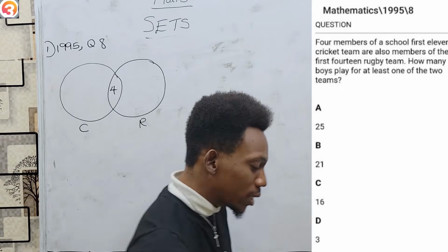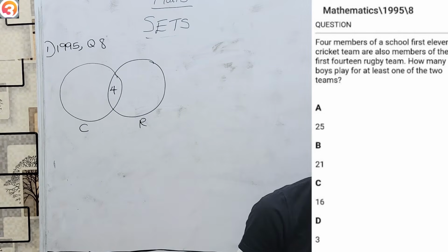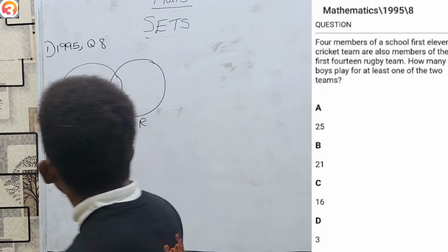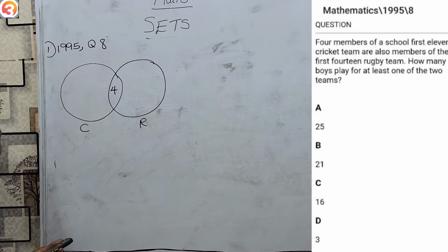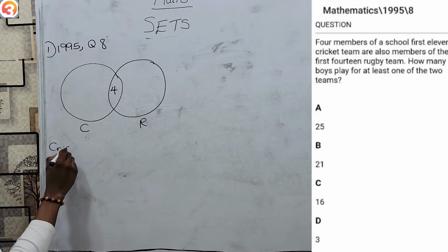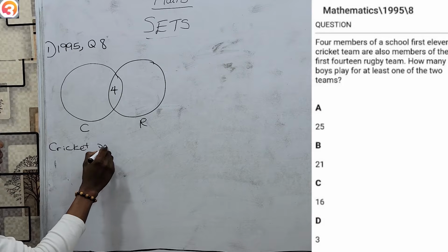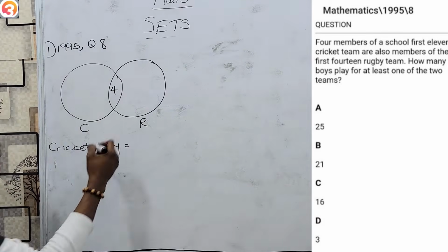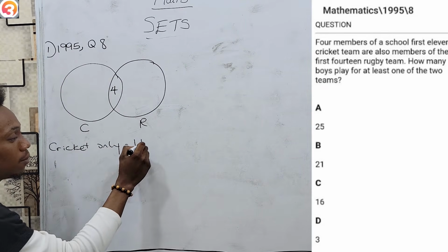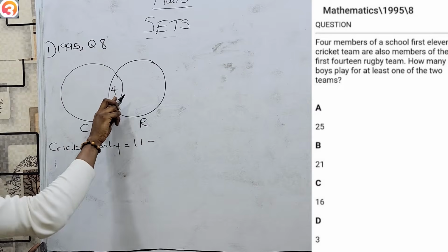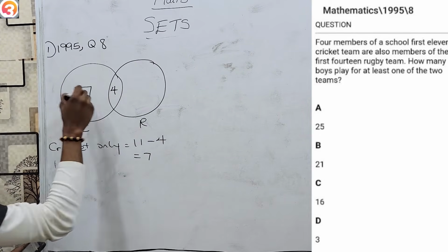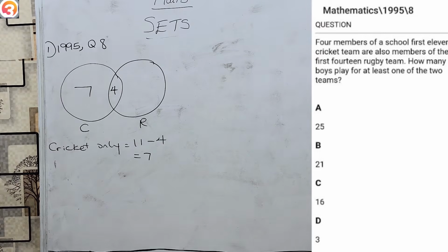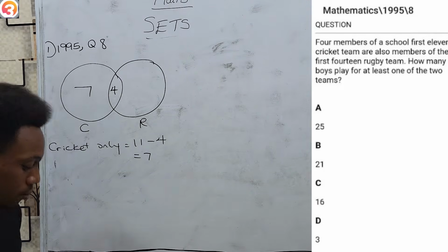Next, I'm told the cricket team has first 11, right? Yes. Now, if within the first 11, 4 belong to both, how many of them will belong to just cricket? That means cricket only must be the total number of people in cricket, 11, minus those who belong to both, 4, giving me 7. That means there are 7 members who play cricket only.